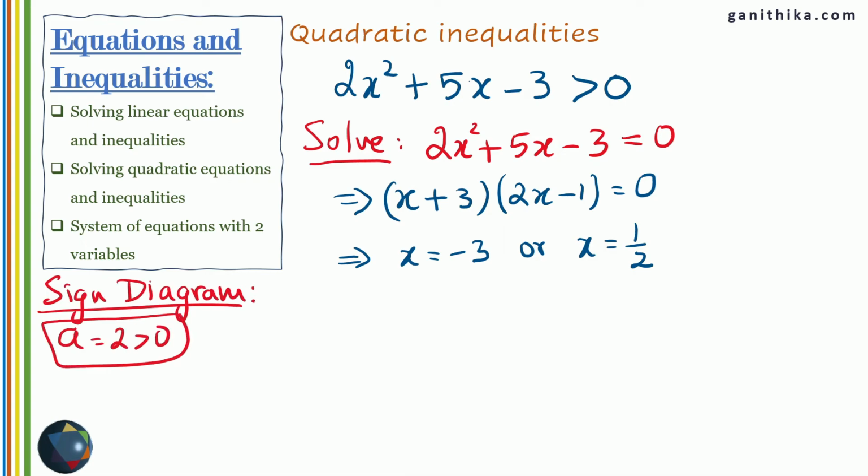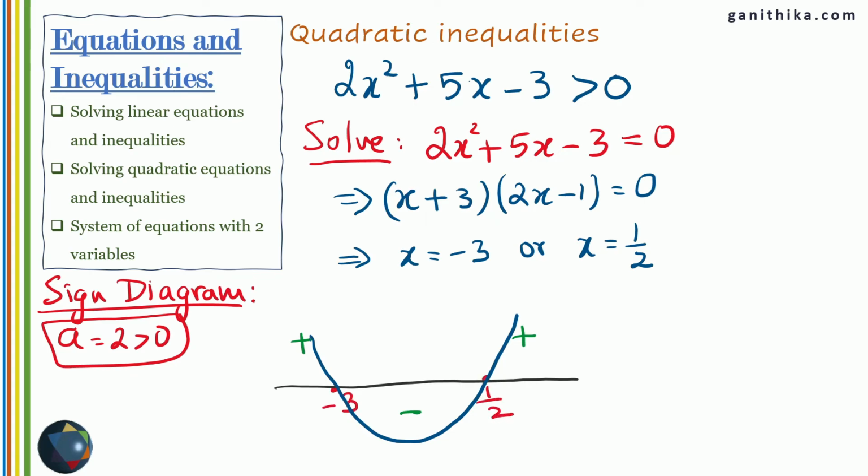Now sign diagram. You can check the coefficient of x square. In this case, the coefficient of x square is 2, which is positive. Therefore the diagram would look like this, and the positive signs are on either side of the solutions and negative is in between the solutions.